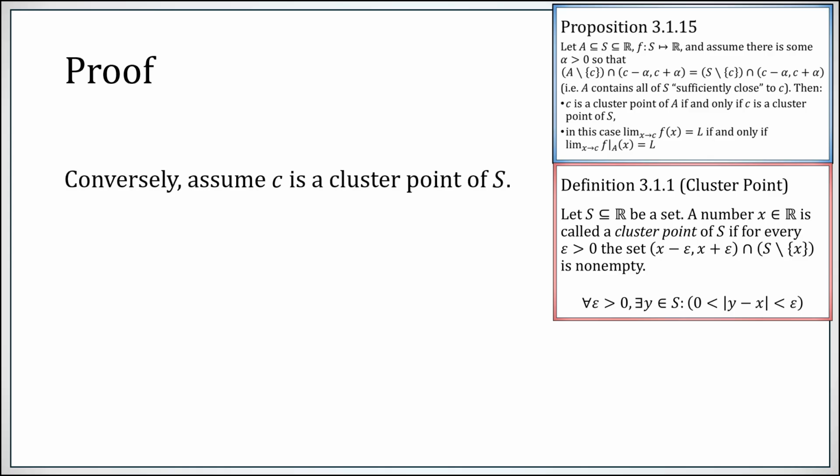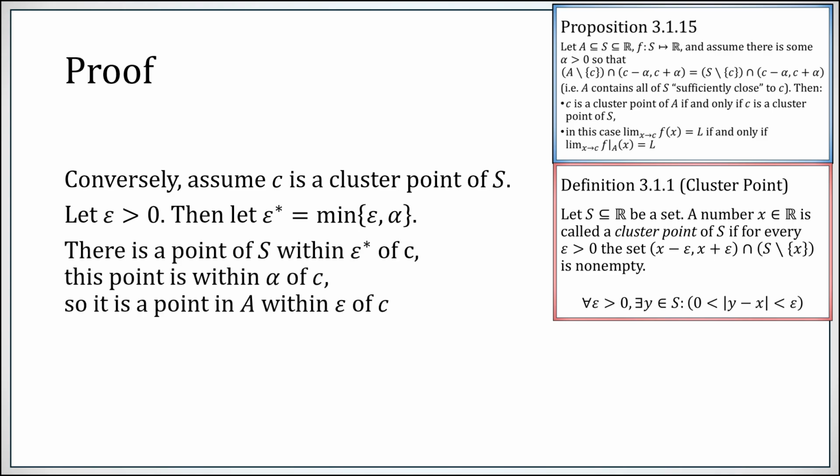Conversely, let's suppose we have a cluster point of S. You really do the same thing. Let epsilon be positive. Assume you are within this distance of C, but also within distance alpha of C, so that A and S coincide. Since there is a point of S within epsilon of C, this is also within alpha of C, and therefore it's within A, and therefore there's a point in A within epsilon of C. There's not a whole lot to say here. It's more confusing to say it than to just look at it. So C is also a cluster point of A. So the first claim is established.